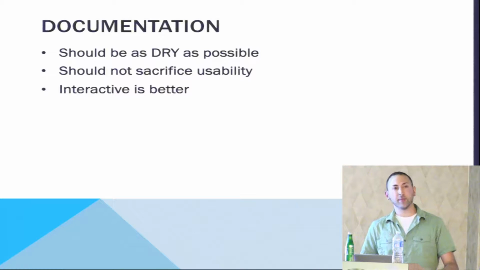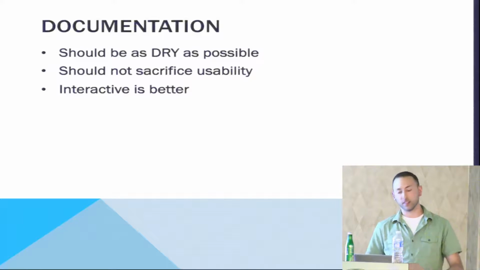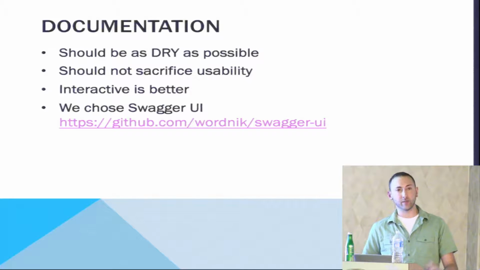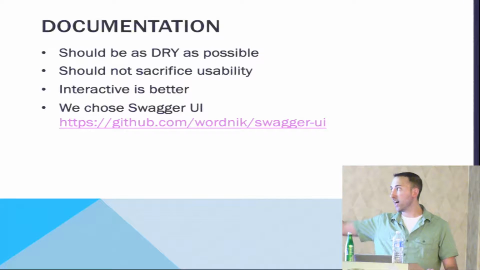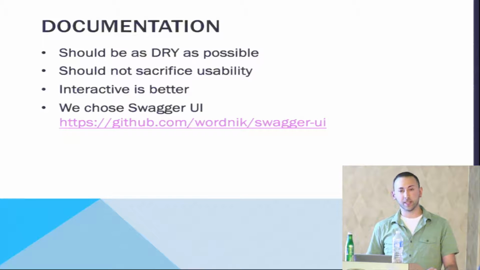Interactive documentation is better, we found, a way to actually read what a resource is supposed to look like, but also try it. So we chose Swagger UI for that. If you're not familiar with this and you're developing APIs, I highly recommend checking it out. It's basically just a system that is built for interactive REST API documentation.